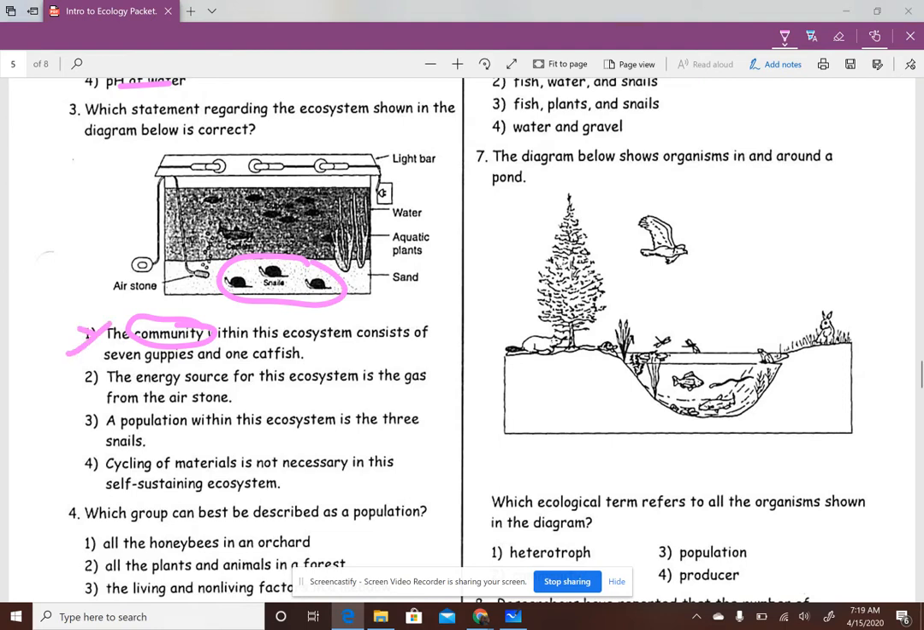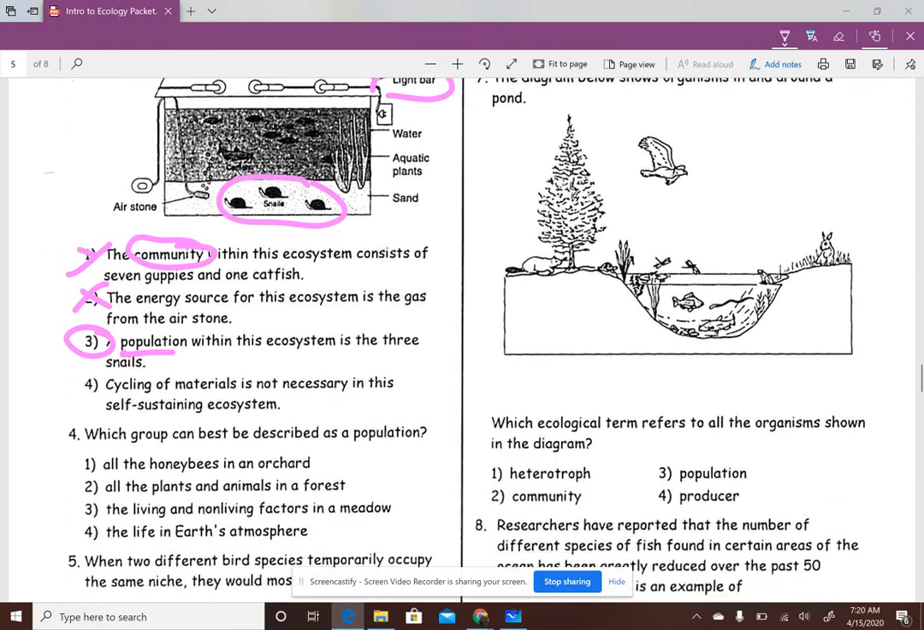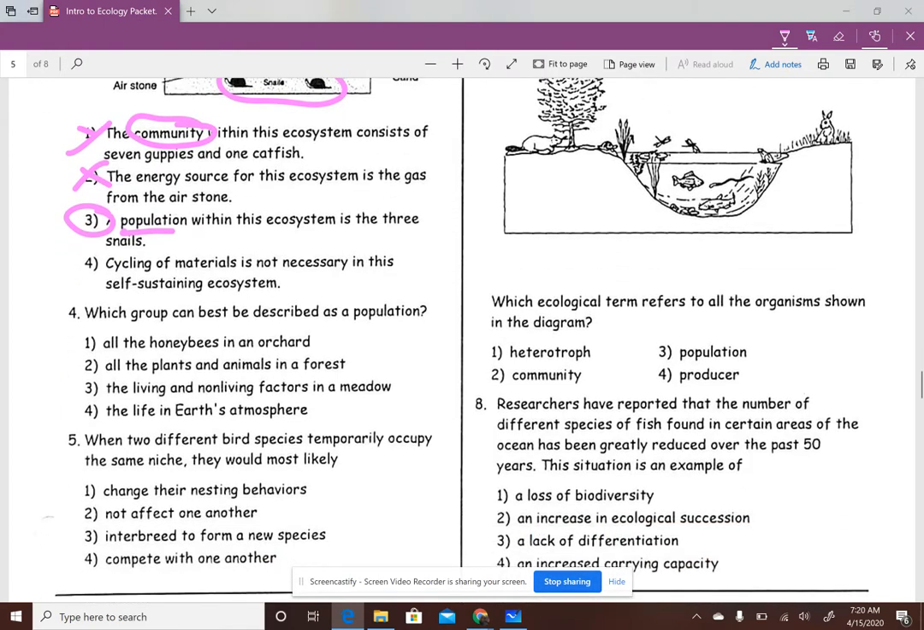Number 2, the energy source for this ecosystem is the gas. Your energy has to be some sort of a light. So we have our light bar over there. A population within this ecosystem is the 3 snails. This is the correct answer because a population is a group of the same species living in the same area. And then number 4, cycling of materials is not necessary in this self-sustaining ecosystem. If you have a self-sustaining ecosystem, you have to be able to recycle the materials.